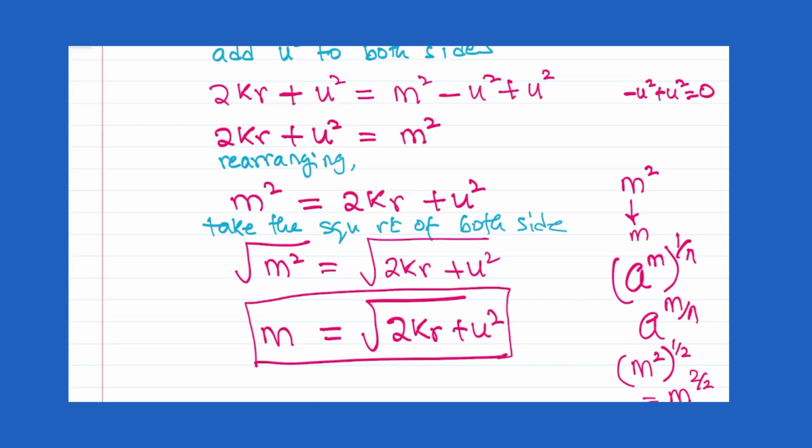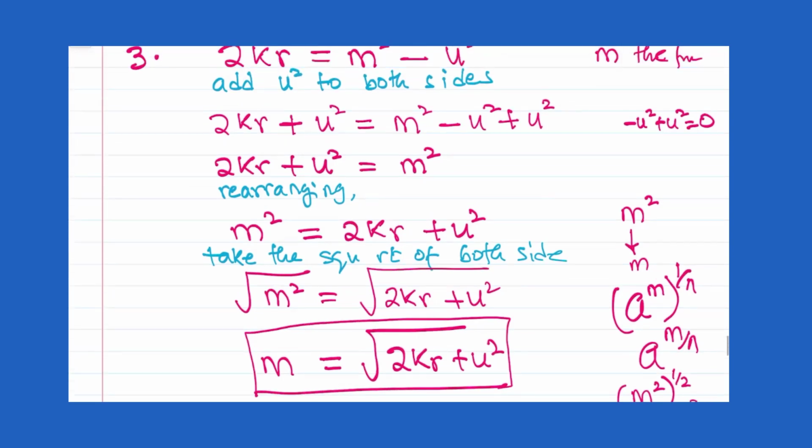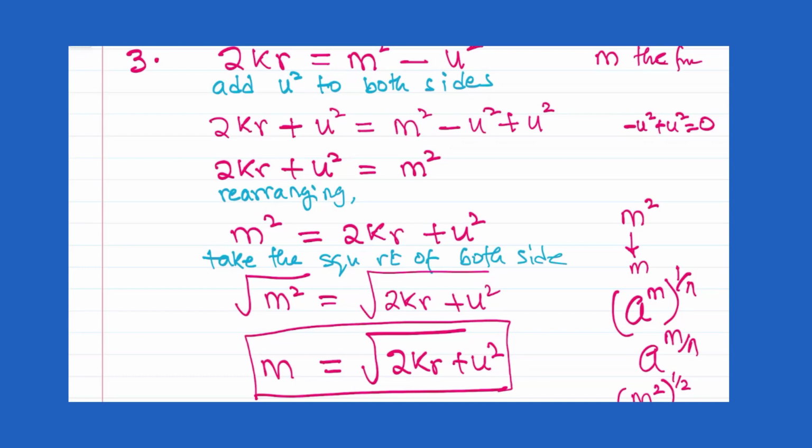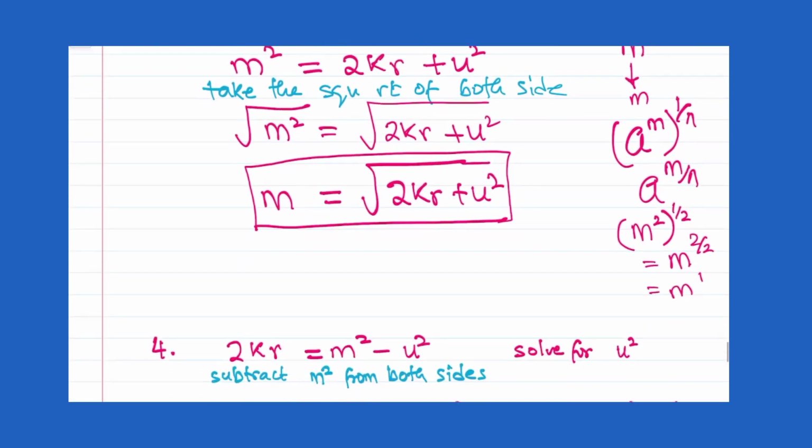Let's build on the concepts that we started in the previous video, so that way we can carry the knowledge forward. And I want to stress the example or the exercise that I mentioned. The 2kr is equals to m squared minus u squared. We solve for m in the first place, where we have m is equals to square root of 2kr plus u squared. I ask you to solve for u. Did you try? What's your answer? Okay, let's see the solution together.